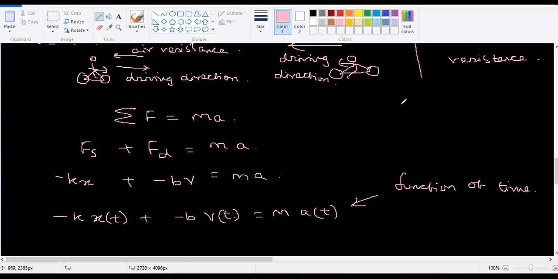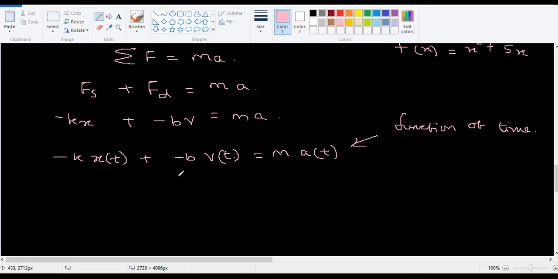In your mathematics, you must have studied f of x. What does that mean? f of x is equal to x squared plus 5x, something like this. As x changes, the f of x value will also change. So as time changes, the x value will change. As time changes, velocity will change. And as time changes, acceleration will change. Velocity is nothing but dx by dt.